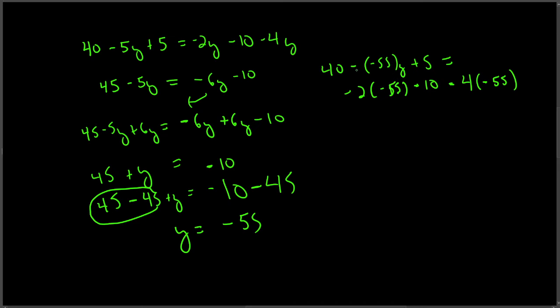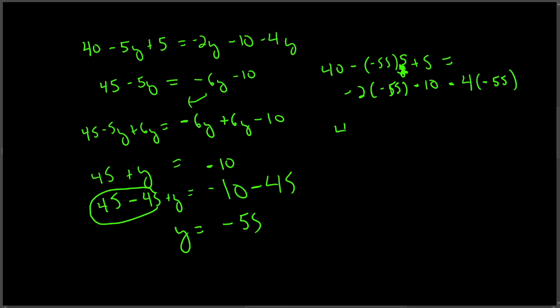All right. No y. That was 5 times that. Sorry, let me make sure I wrote this right. 40 minus 5y. So there's 5y plus 5. Good. Got my left-hand side. Equals negative 2y minus 10 minus 4y.